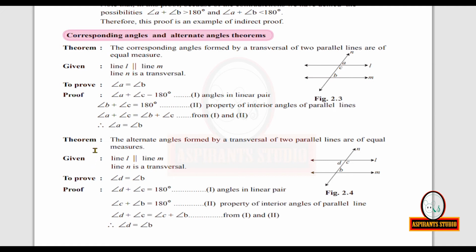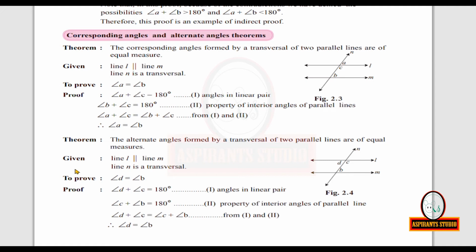Coming to the next one, the alternate angles theorem. The alternate angles formed by a transversal of two parallel lines are of equal measures. Given line L is parallel to line M, line N is a transversal, we have to prove measure of angle D is equal to measure of angle B. That is, we have to prove the alternate angles formed by a transversal of two parallel lines are congruent. That means their measures are equal. Here we have taken the alternate angles to be D and B. So we have to prove that measure of angle D is equal to measure of angle B.